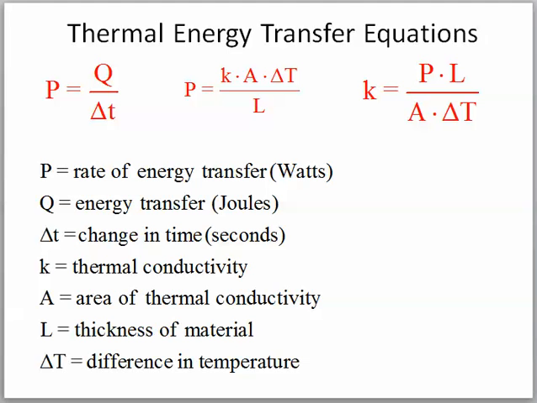All right. P in all these equations is the rate of energy transfer. Well, the rate of energy transfer is the power. Q is the energy. Delta T is the change in time in seconds. K is the thermal conductivity, and we'll talk a little bit about that. A is the area, and that should be easy: how much area does it have to absorb the energy. L is the thickness of material, and that's going to kind of make up the volume. And then delta T is the difference in temperature change again, as we've said.